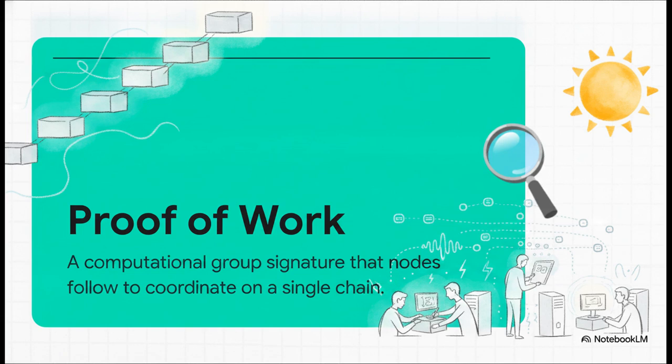Now here's the billion-dollar question. How does a network agree on what the truth is without a boss telling them what to do? This is achieved through something called proof of work. Let's bust that jargon right now. Proof of work is essentially just a dynamic group signature. To add a block, miners must expend real, verifiable computing power and electricity to solve a super complex cryptographic puzzle.